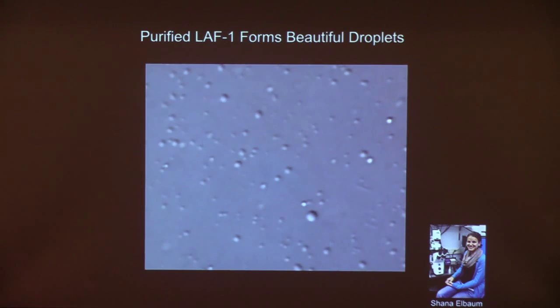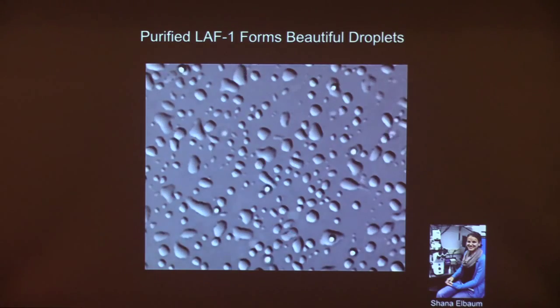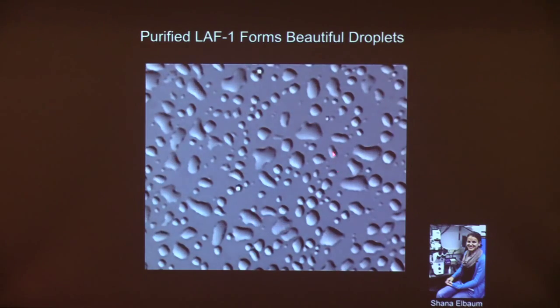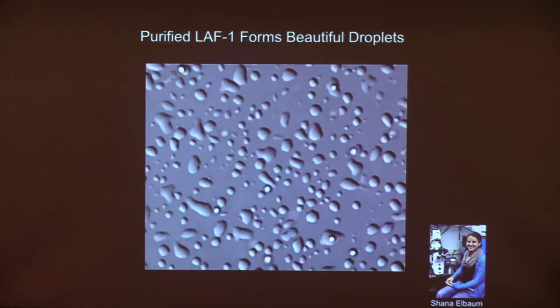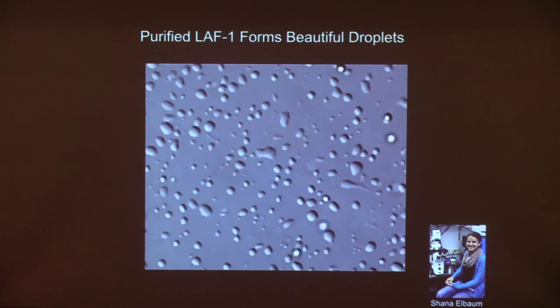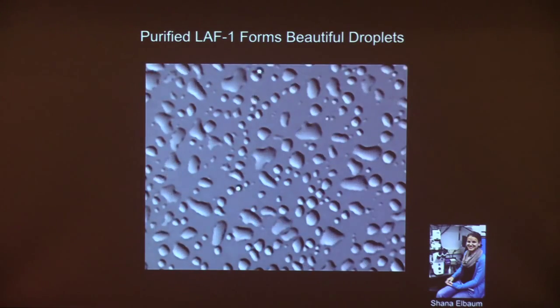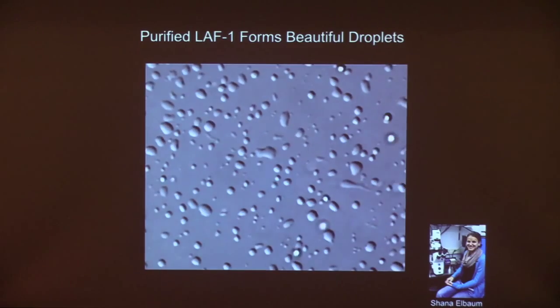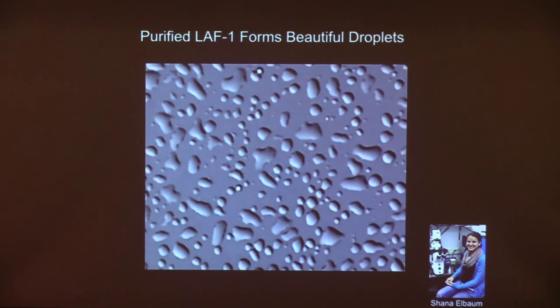So we've purified this protein LAF1. This is work by a talented postdoc in my lab, Shani Elbaum. What she's been able to show is that LAF1 on its own, at pretty physiological concentrations, forms these beautiful droplets in a test tube. Here you can see, this looks like your windshield in a rainstorm. These droplets are sinking down to the bottom, wetting the surface, and coalescing with one another. I showed you that these P granules in the living embryo have liquid-like behavior, and it looks like a phase transition, some kind of liquid-liquid phase transition in the cell.